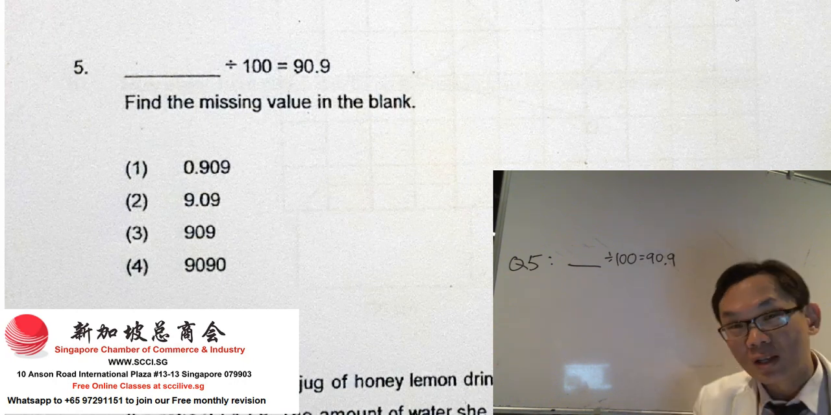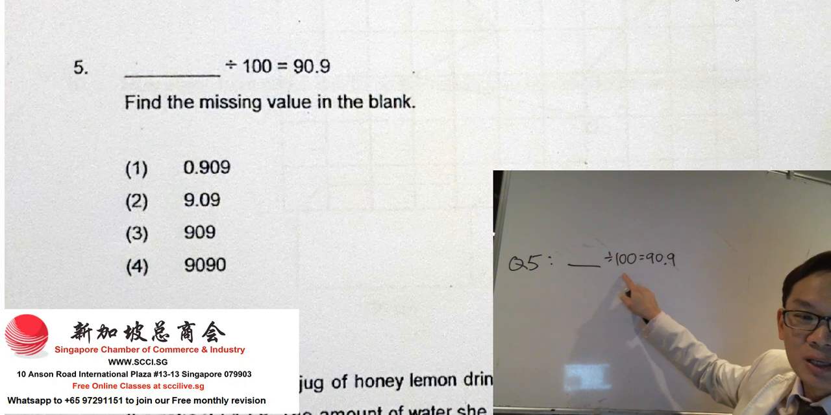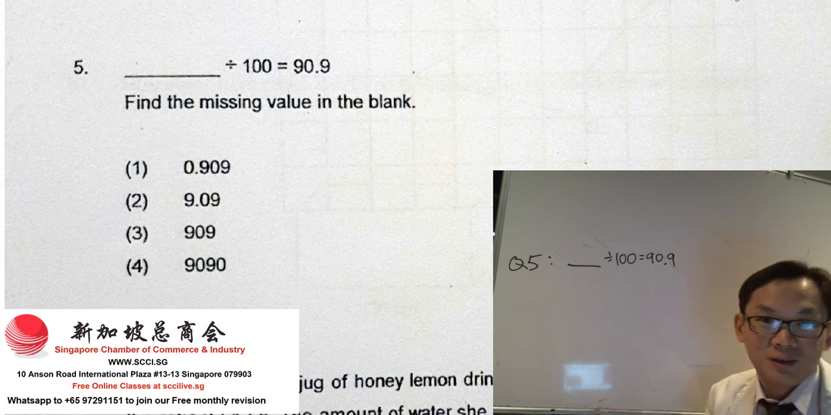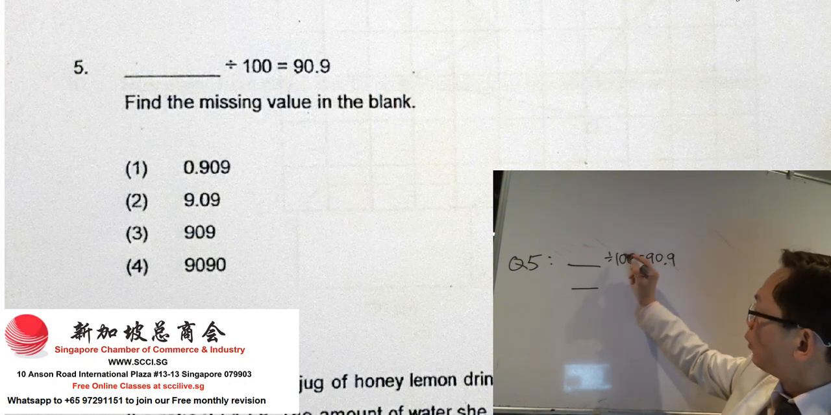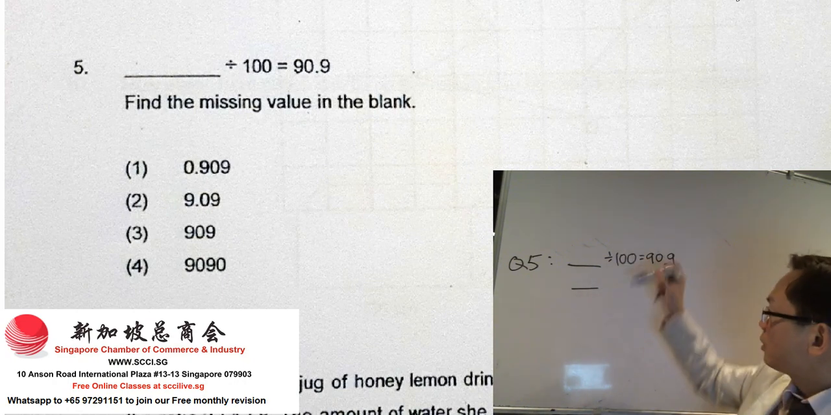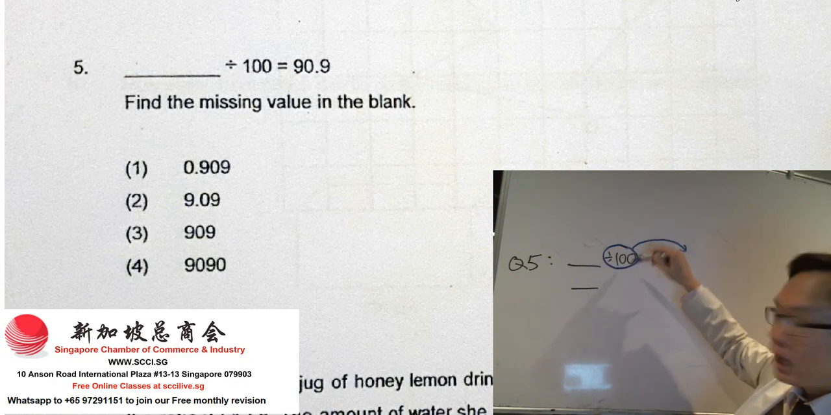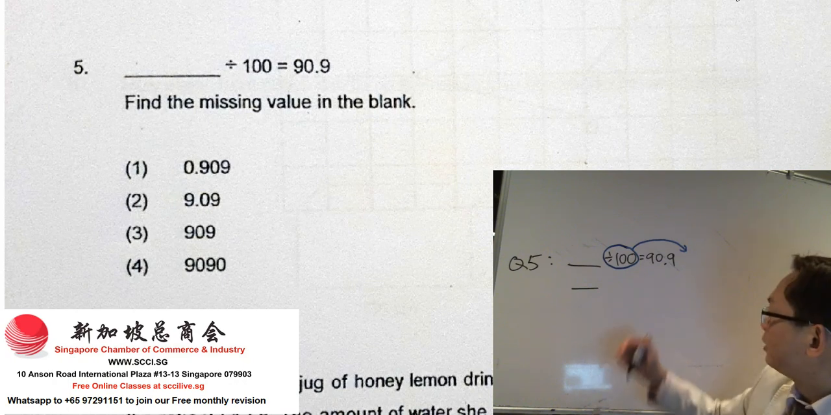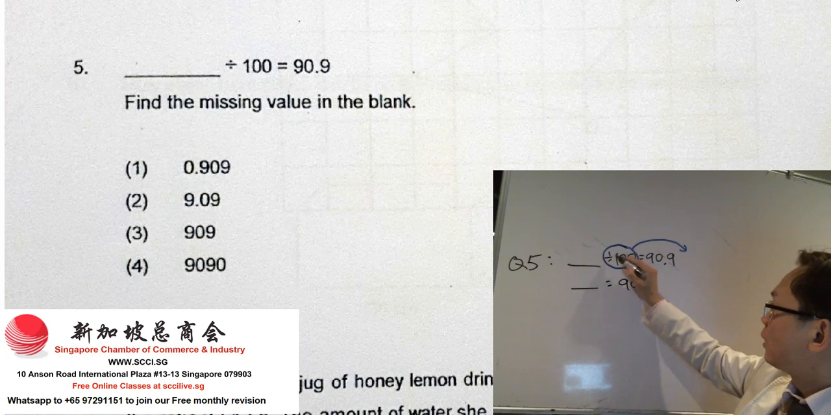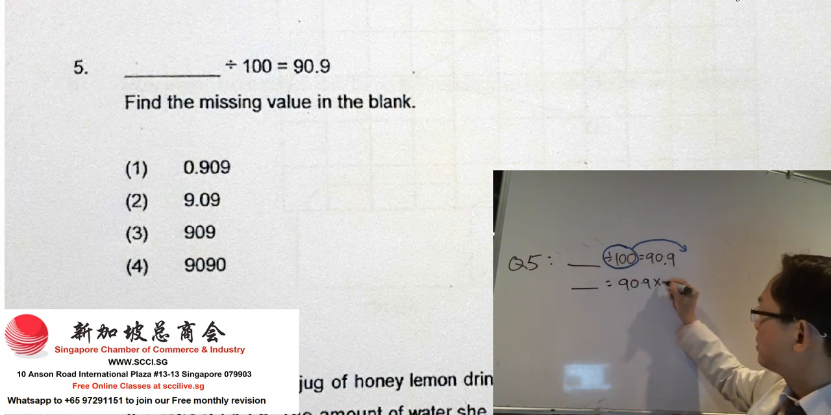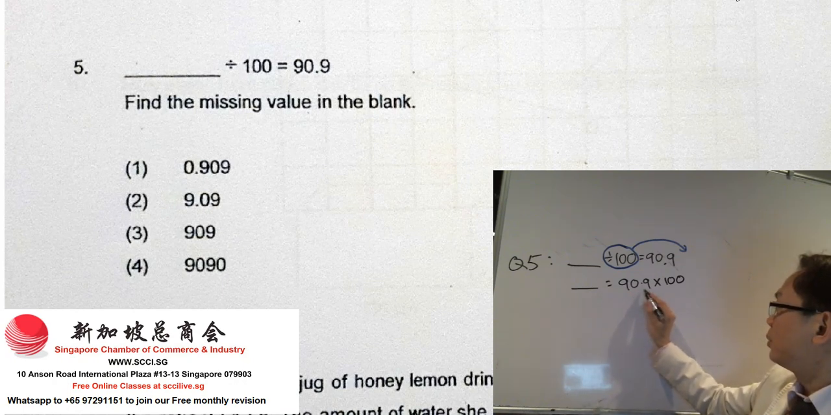Let me give you the answer right now. Now look at it. You write down: divide by what equals 90.9. The next step you do is this: please take note, down here is a divide sign. You can shift it over to here. When you shift over after the equal sign, it becomes times 100. So this answer equals 90.9 times 100.